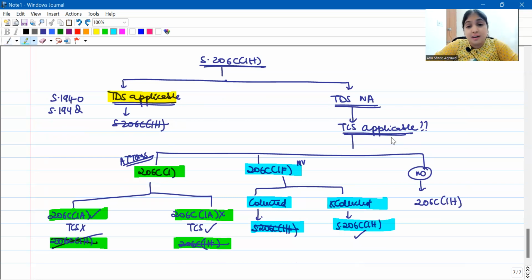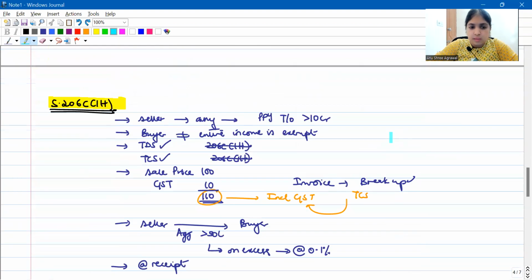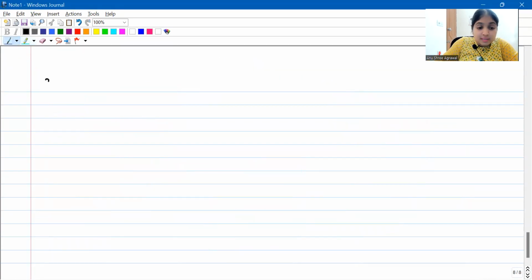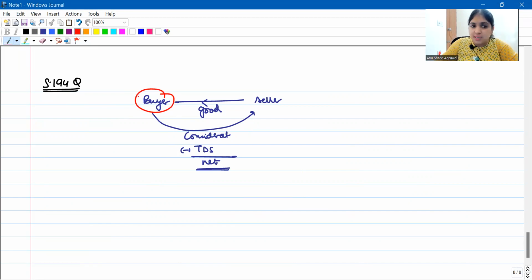Okay guys, so this was our third or fourth concept under this discussion. Now I want to discuss with you one more section, which is section 194Q. This is from the TDS perspective. Okay, see, listen, here what happens is the buyer is purchasing goods from the seller. The buyer is going to pay consideration to the seller, right? From the consideration, the buyer will subtract tax, he'll deduct TDS, and he'll remit only the net amount. So the buyer becomes a deductor here.